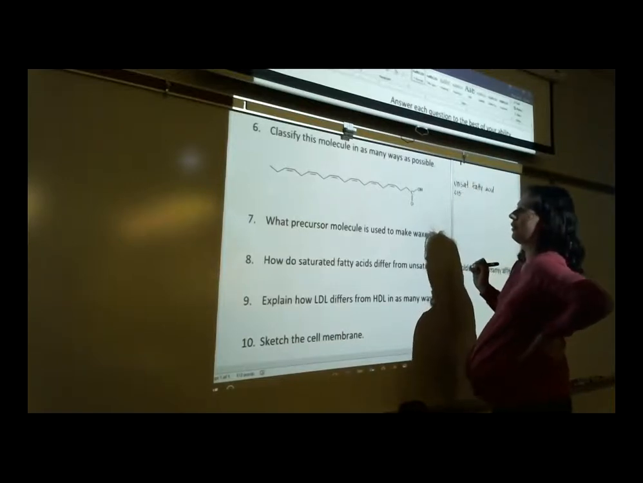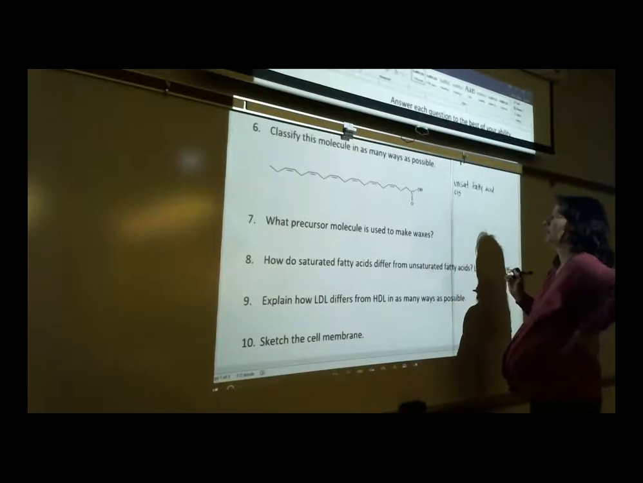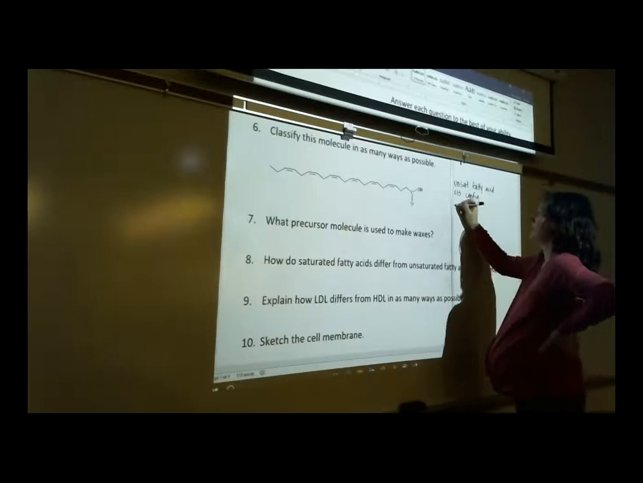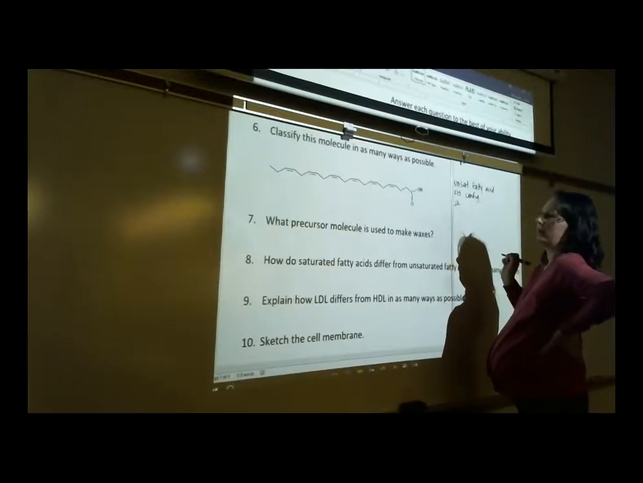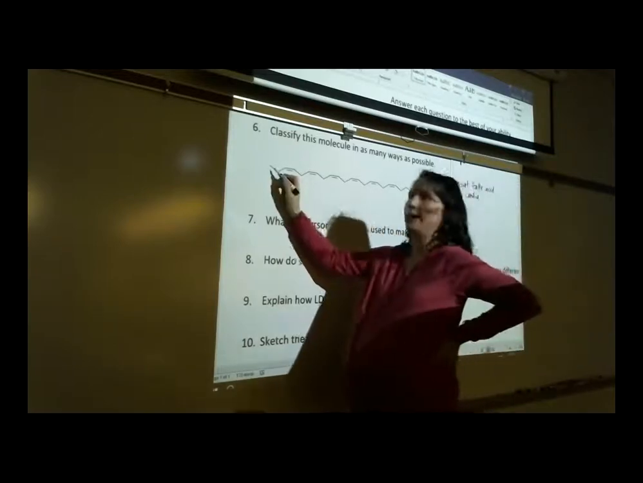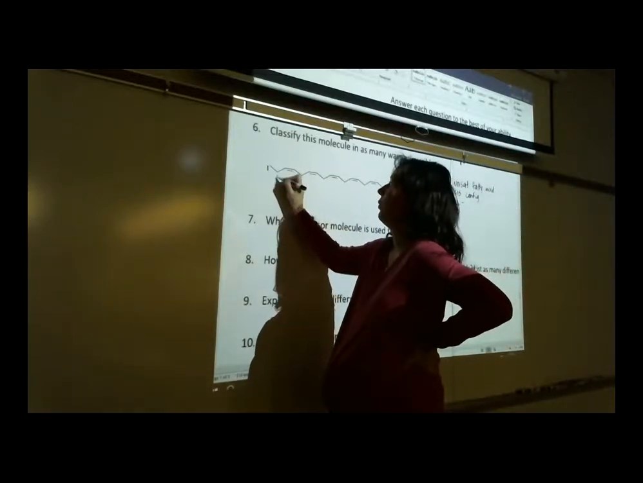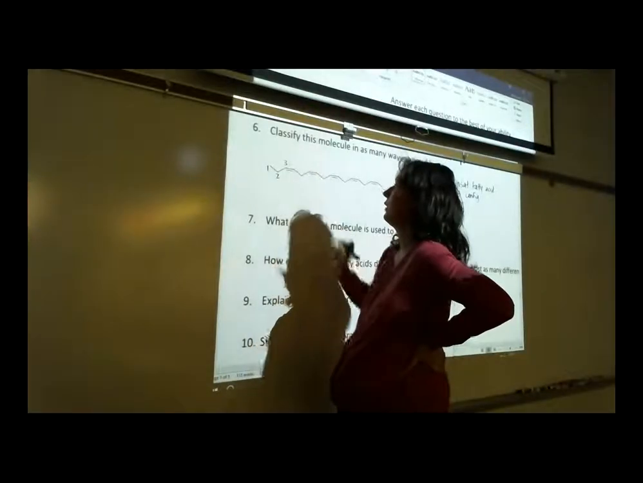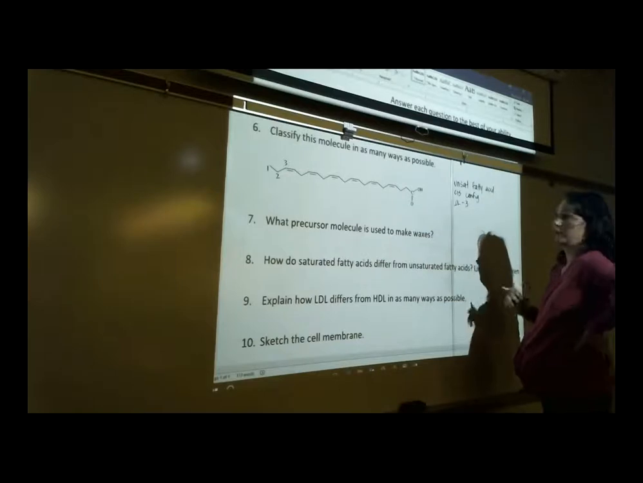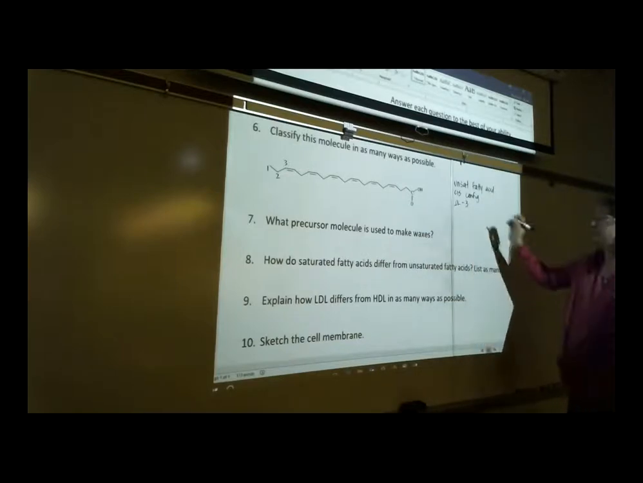There's also something else we can call it. Is this omega-3 or omega-6? Remember, we start from the end. Omega means end. 1, 2, 3. That would be an omega-3. Omega-3 fatty acid as well.